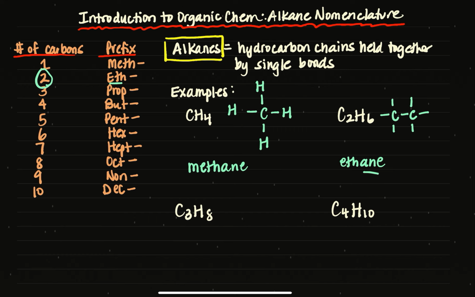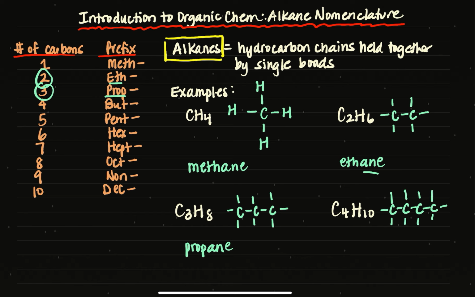We can do the same thing for C3H8. Use your prefix chart. 3 carbons has the prefix prop. All of the single bonds are shown here, so this is propane. And then C4H10, we can go on and on, but C4H10, this will represent butane. But meaning 4 and ane meaning single bonds.